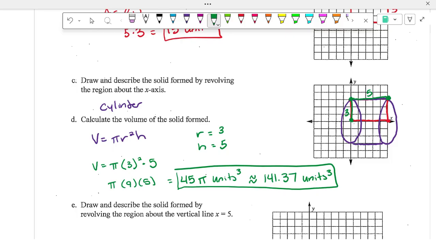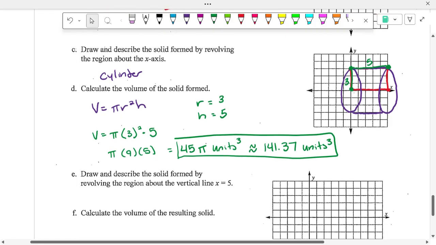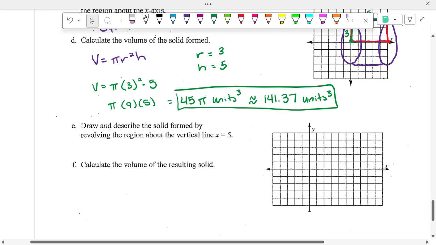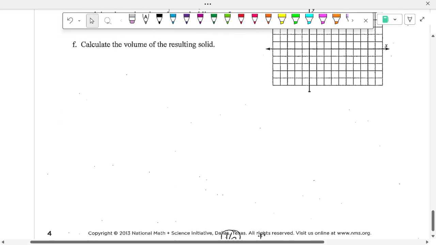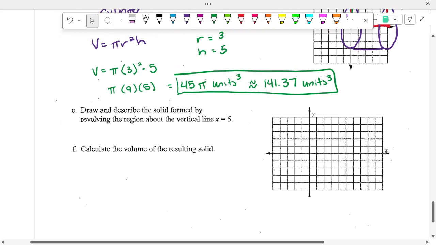All right. Now, that was pretty much more of the same. But let's look at this last question. There's a key difference. So, we're still doing the same shape. So, we're just going to take a minute, draw it real quick.